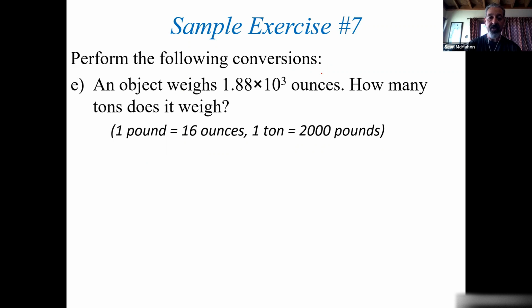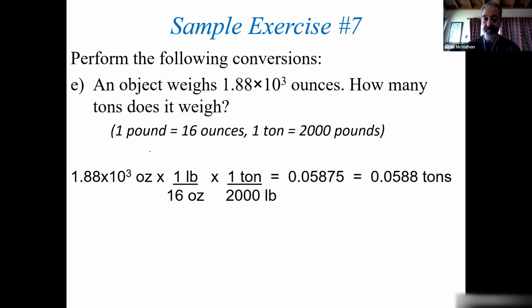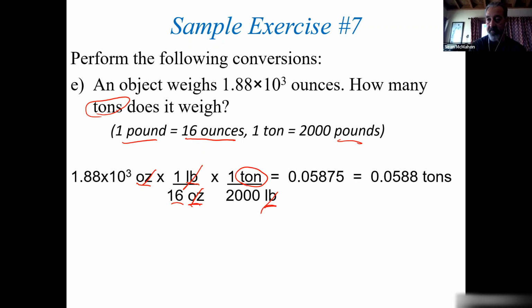So here we're still within our system, pound to ounces, tons to pounds. So here I have an object. It weighs 1.88 times 10 to the 3 ounces. How many tons does it weigh? So I start with ounces, and they tell me there's 16 ounces in a pound. So I want to put ounces on the bottom to cancel it. 16 per pound, that cancels. Then I can go from pounds to where I want to go, tons. So pounds go on the bottom so that it cancels here. In this conversion factor, I'm canceling out pounds, and I'm left with tons.